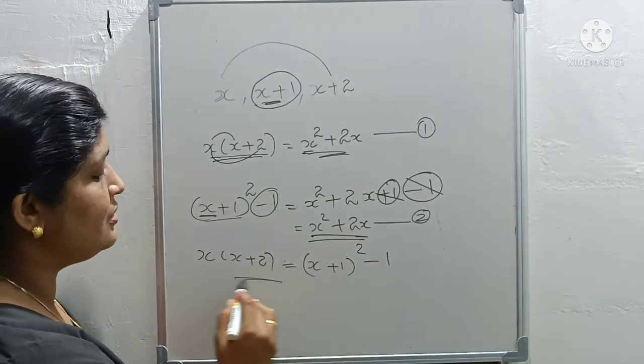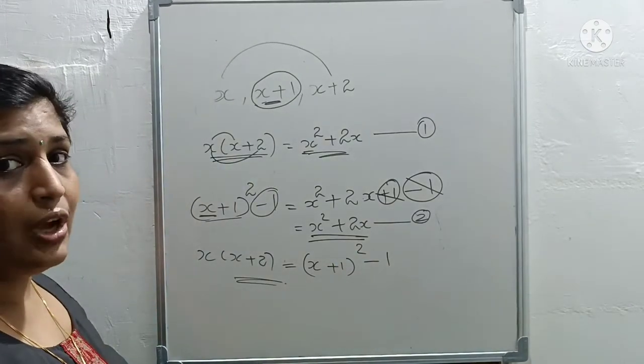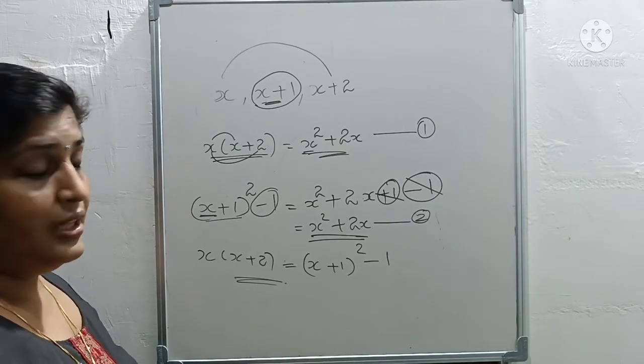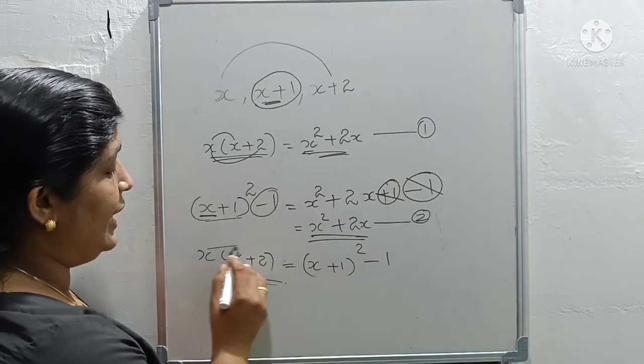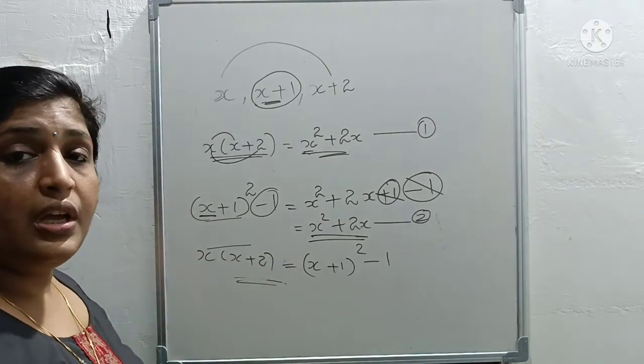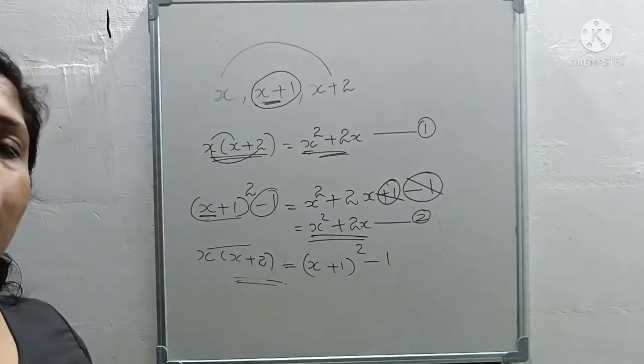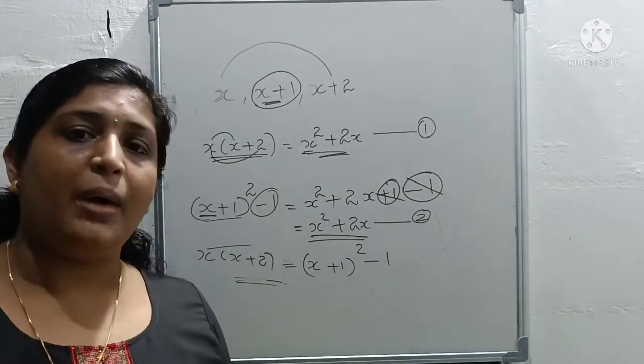So this is the algebraic explanation for our pattern. That is, if we take any three consecutive natural numbers, then the product of the first and last is equal to the square of the middle one minus 1.